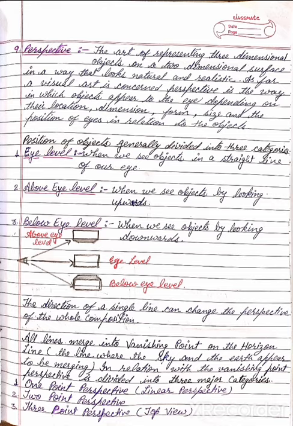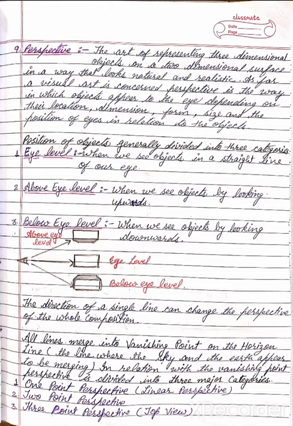Now, position of objects is generally divided into three categories: eye level, above eye level, and below eye level. Eye level is when we see objects in a straight line of our eye. Above eye level is when we see objects by looking upwards, and below eye level is when we see objects by looking downwards. The direction of a single line can change the perspective of the whole composition.